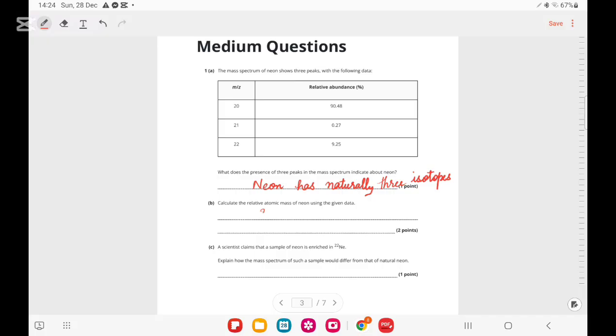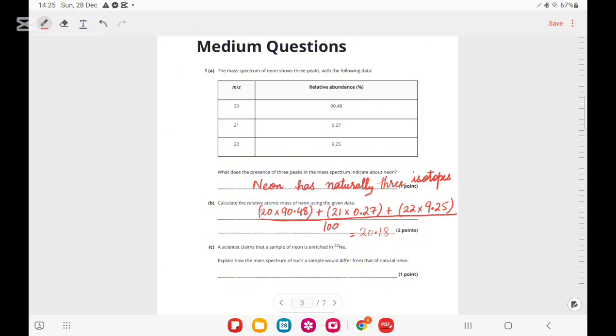Calculate the relative atomic mass of neon. Again we just multiply 20 with its percentage abundance, and then 21 times 0.27 plus 22 times 9.25, divided by 100, and the answer comes out to be 20.18.